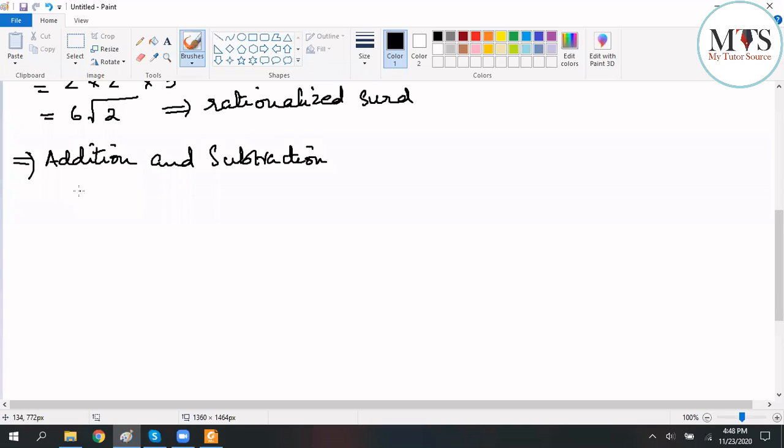In addition and subtraction of surds, let's say we have 3 root 2 plus 4 plus 3 root 4 root 2 minus 1. So how do you think we can solve this?